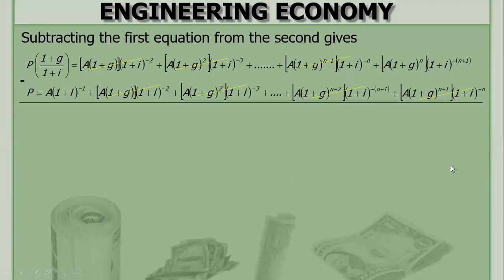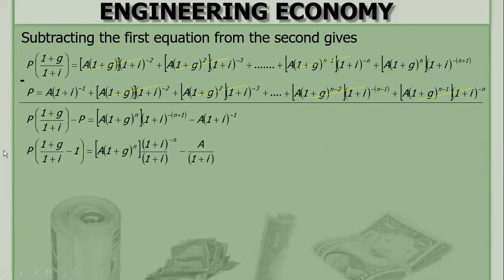So what remains on the right side is this one minus this one. And then P times 1 plus g over 1 plus i minus P on the left. The result is this. Okay. Next we simplify. So, simplifying, okay. We extract P. We have this.